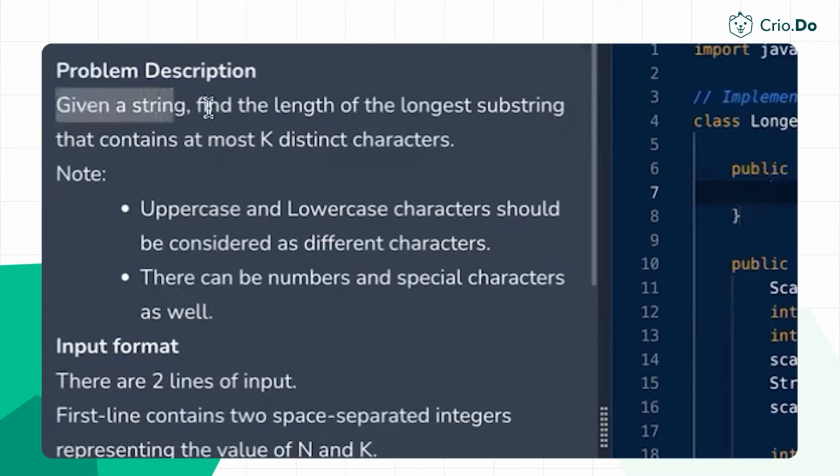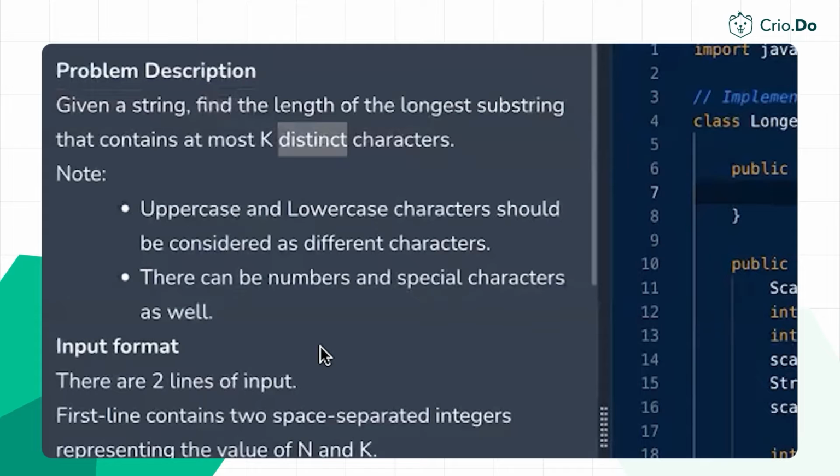We are given a string. We need to find the length of the longest substring, that is a part of a string which is contiguous, where all the characters should be consecutive. The constraint is that it should contain at most k distinct characters. There should be no more than k different characters. So we can assume that there will be no repeating characters.